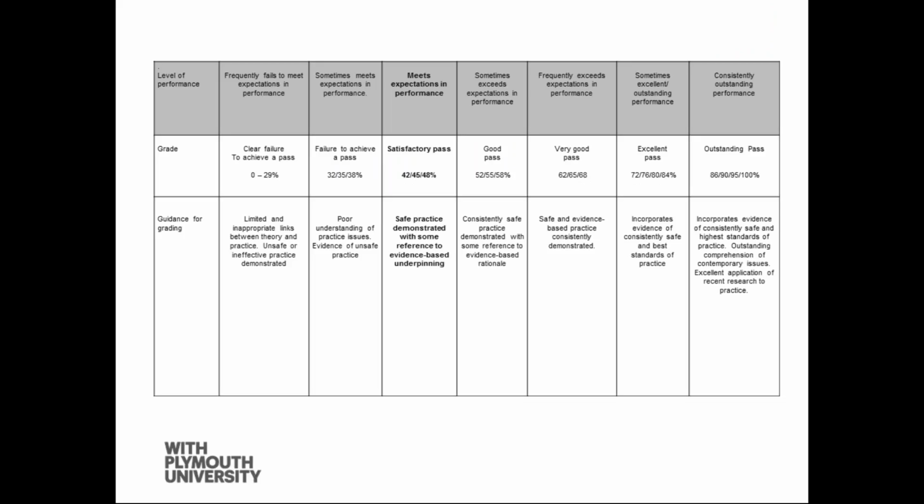So let's have a look at the grading grid. Here we have a level of performance, and it's about expectations. Your mentors are going to grade you using the grades indicated, so if you're going to get a satisfactory pass, you might get just, or middle, or at the top end, and that runs right across the scale. Some guidance for the grading is here. The practice needs to be safe, and it needs to be evidence-based, which you will do through the evidence that you provide for the assessment.